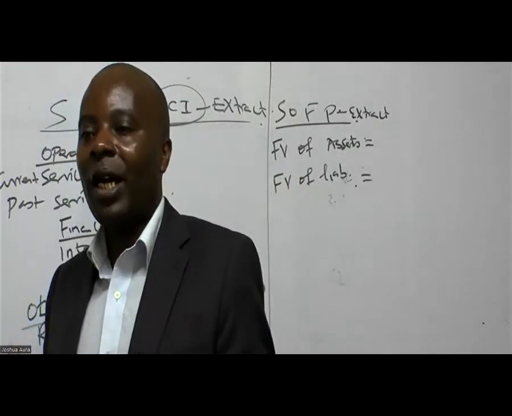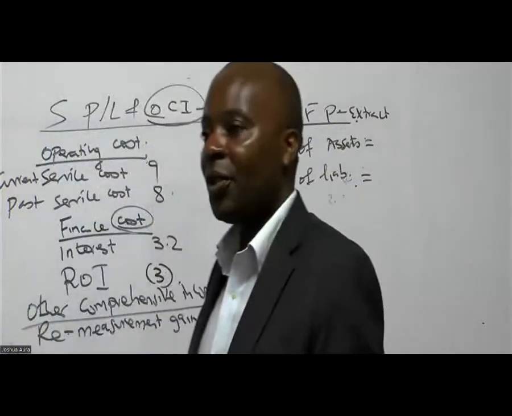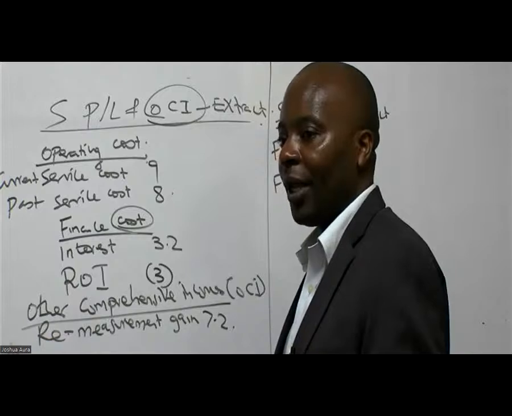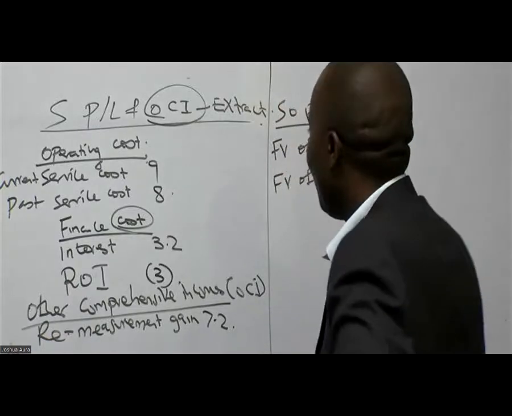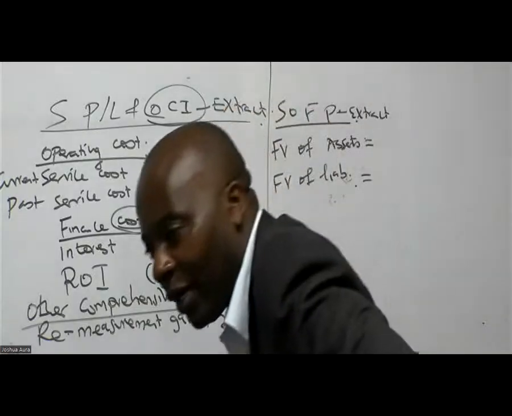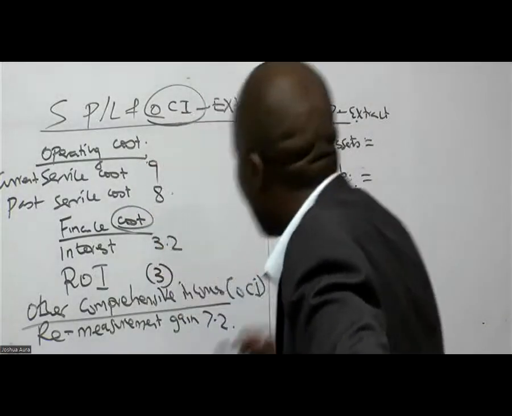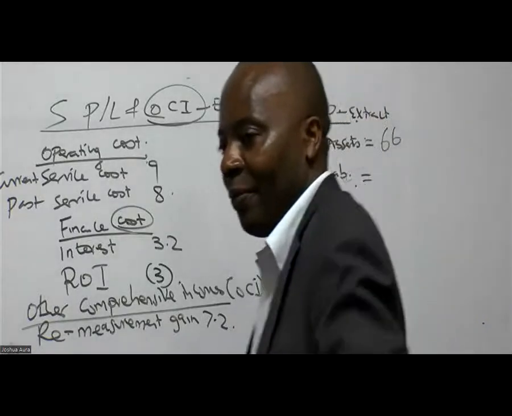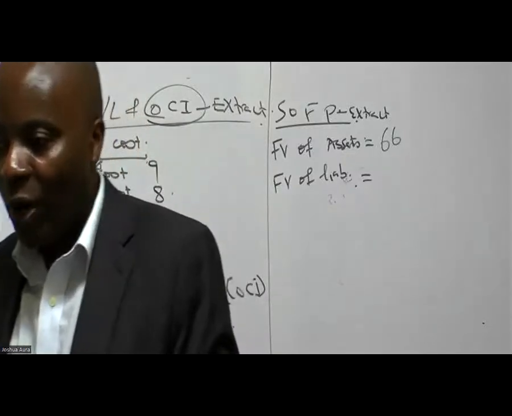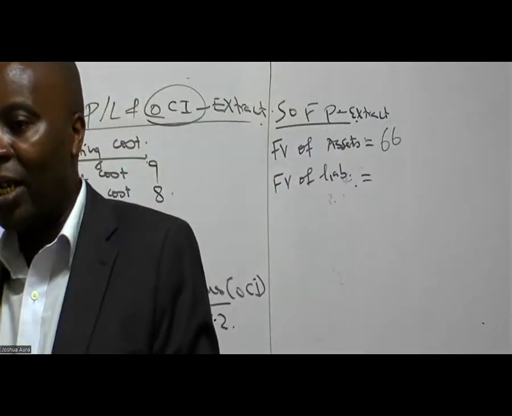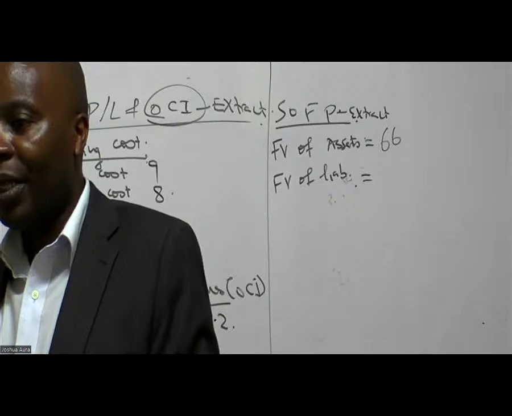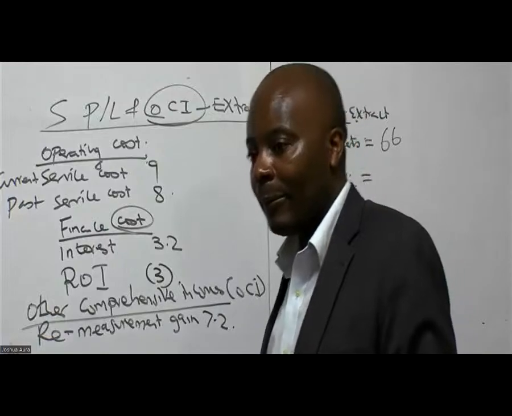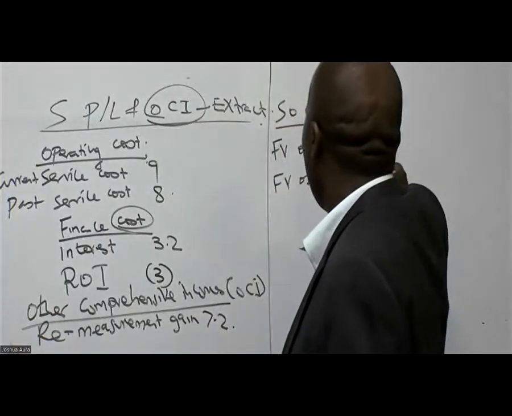Right? So fair value of assets, ladies and gentlemen, are you able to see the fair value of assets here? So fair value of assets, 66. And the fair value of liabilities, carried forward. Remember the figures that we carried forward. The fair value of liabilities, what are you able to see there? 75.